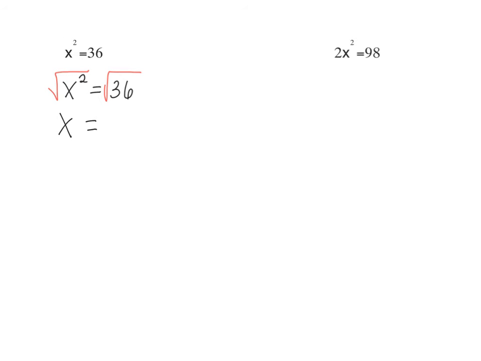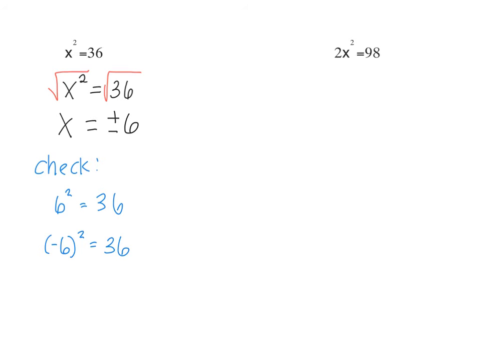Now, because I had to physically take the square root, my answer is going to be plus or minus 6. Both values work. Why? Well, if I want to check my work on this, both values work because positive 6 squared is 36 and negative 6 squared is 36. Both values make the equation true.